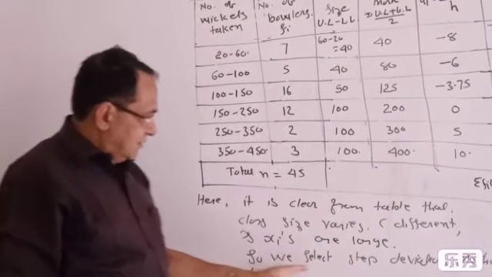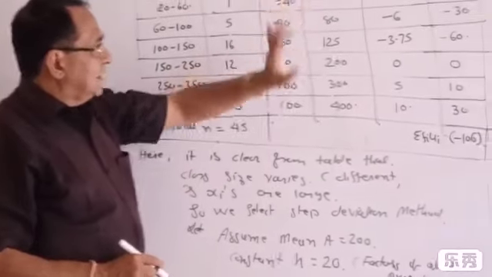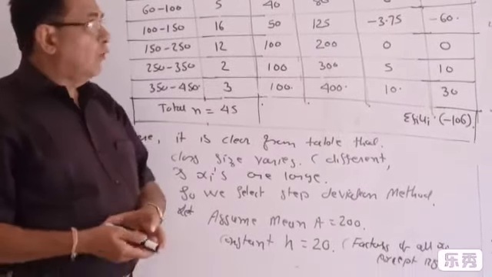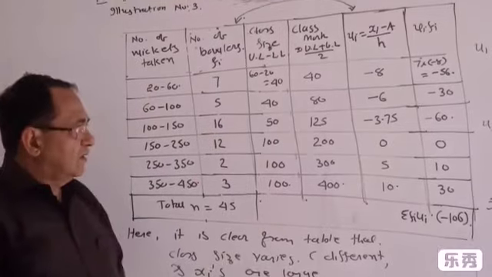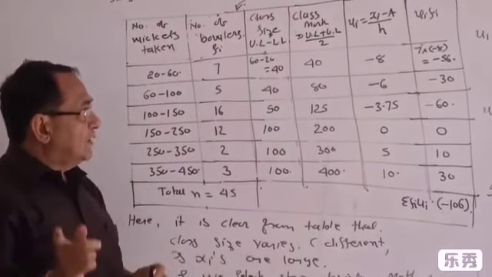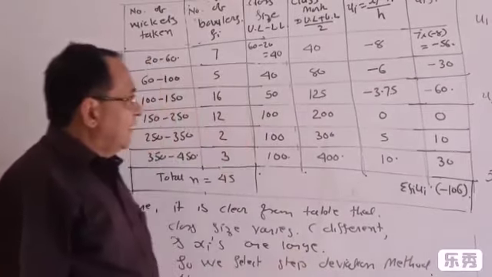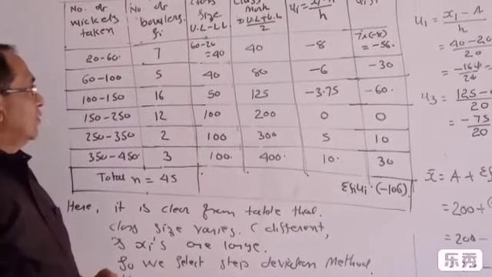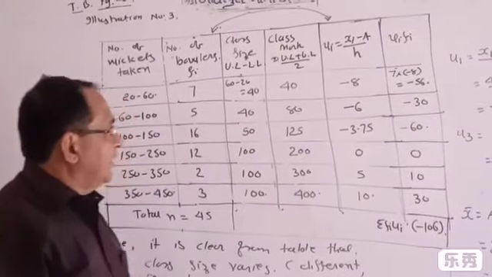So I will select the step deviation method. In the step deviation method we have already found the class marks. Now we have to find h. h is taken in such a way that it is a factor of all the xi. Taking 5 would also work, but then the figures become bigger. So I have taken 20 because it is a factor of all xi except 125. So 125 will give a decimal, and the rest will be integers. Here I have calculated u1 to u3 for you.